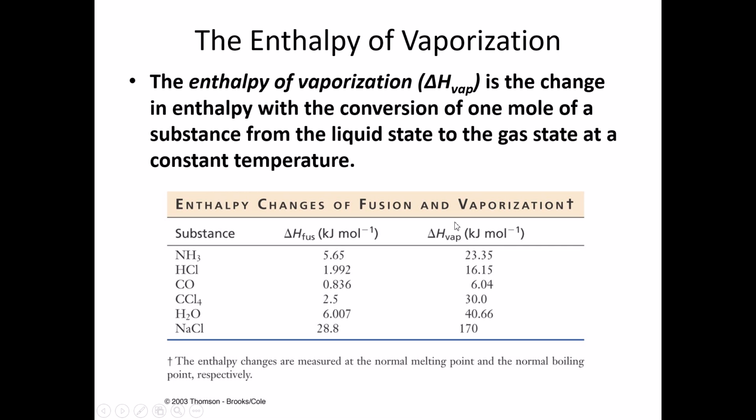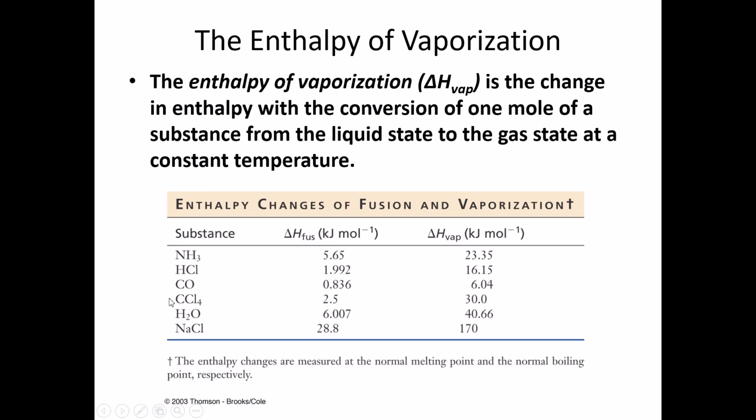Here's our delta H of vaporization, and this is energy units per mole, so kilojoules per mole. And we can see that for substances that have greater intermolecular forces, like our ammonia, which has hydrogen bonding, HCl, which is a strong dipole, so dipole-dipole forces, have higher delta H of vaporization. If we get a weaker intermolecular force, we get lower values of delta H vaporization. It takes less energy to convert those from liquid to gas.